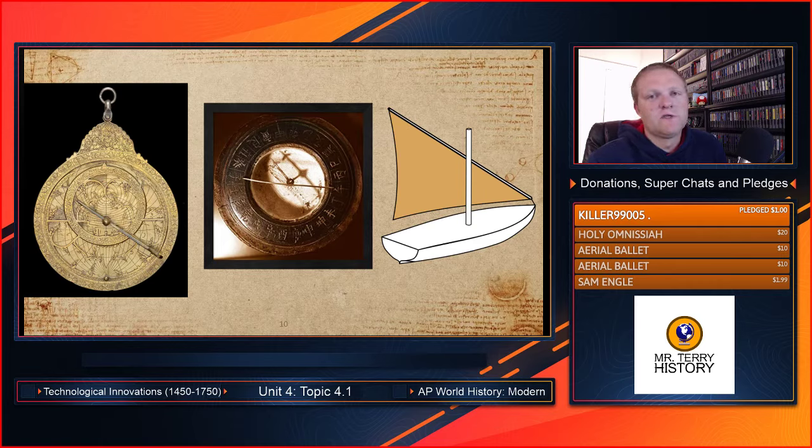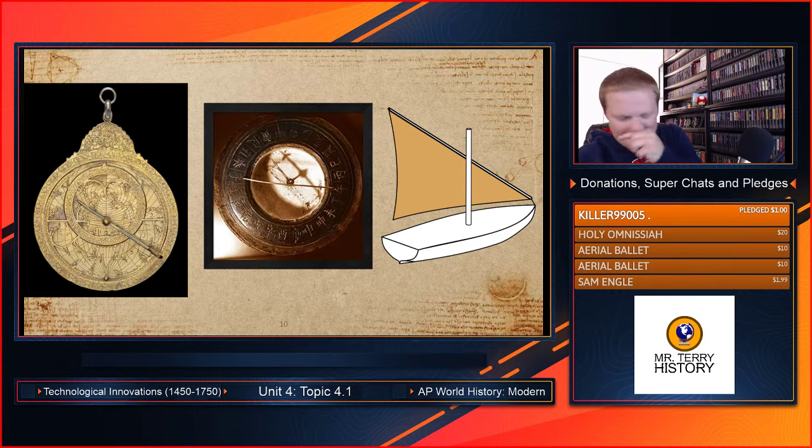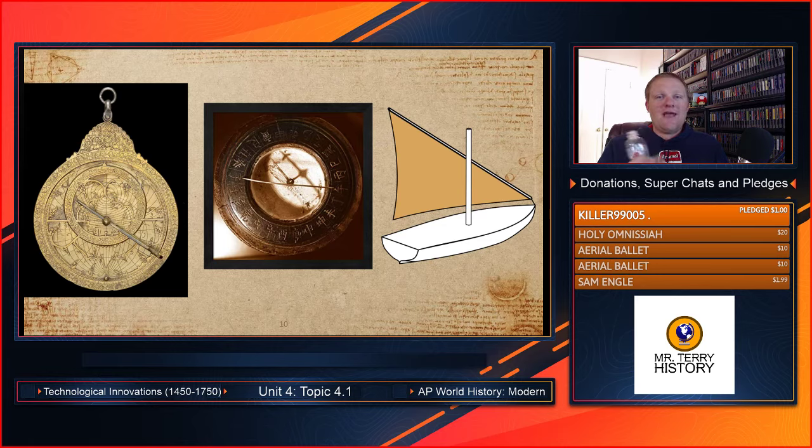But then the lateen sail on the right here is a triangular sail that again is better if you have crosswinds. So if the wind patterns weren't exactly going your way, you could still manage to navigate. And there's also discussion that the lateen sail may have come from Rome as well, but really expanded in the Islamic world as they started going across the Indian Ocean.